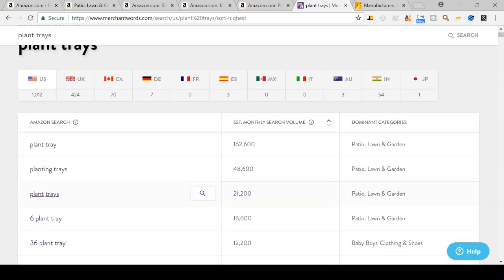Plant trays is searched 21,200 times a month. So this is also okay, considering there isn't that much competition. All the other criteria are good enough. So this is a product which is not going to make a lot of sales per month, but this is a potentially good product so far to test the system. It fulfills the first criteria of testing the system, testing the business model. So now I'm going to head over to alibaba.com and see what is the cost price for these plant trays.